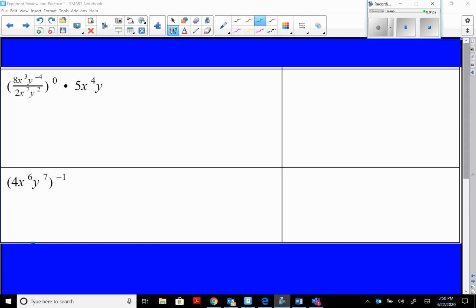Okay, examples 3 and 4. 3 looks really intimidating. However, if you look closely, you will see the exponent on that first term is a 0. So right away, it's not so bad. Because remember, according to the 0 exponent rule, anything raised to the power of 0 is always equal to 1.